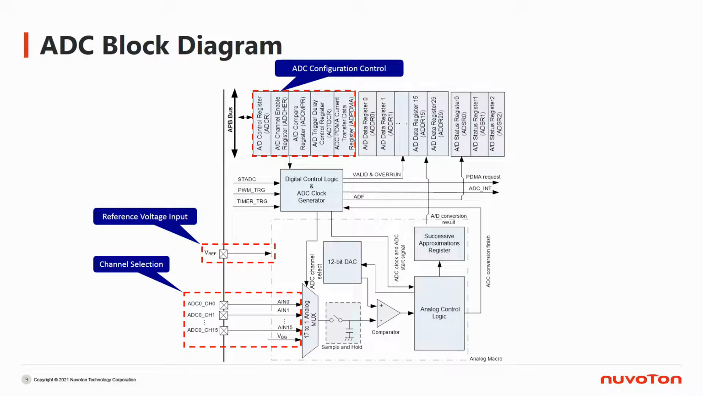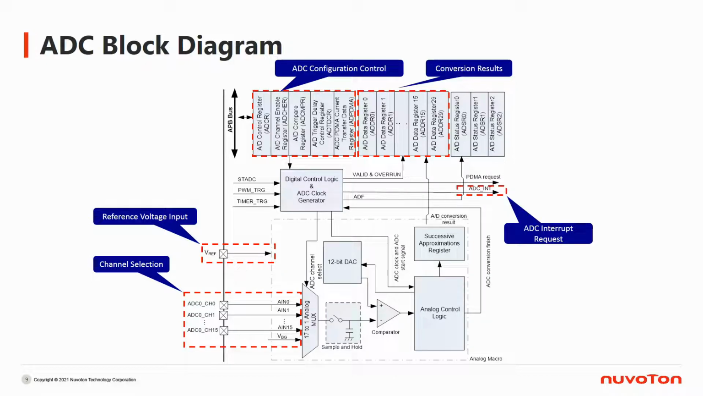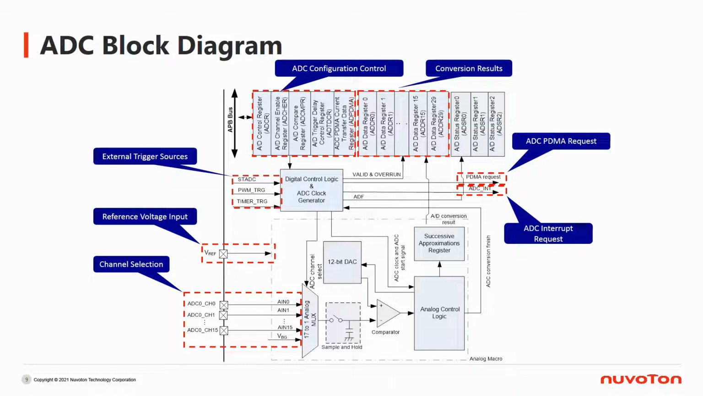For example, the value measured from ADC channel 0 will be stored in AD data register 0. Every sampling will also trigger an ADC interrupt to notify the change. The value could also be accessed by PDMA request. The sampling could be triggered by STADC pin, PWM, or timer. Besides, it could also be triggered by software by writing 1 to ADST pin.